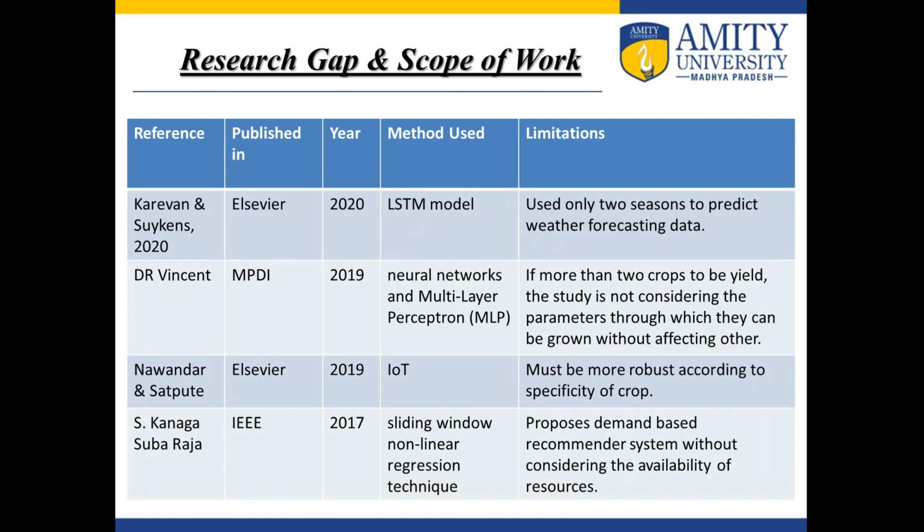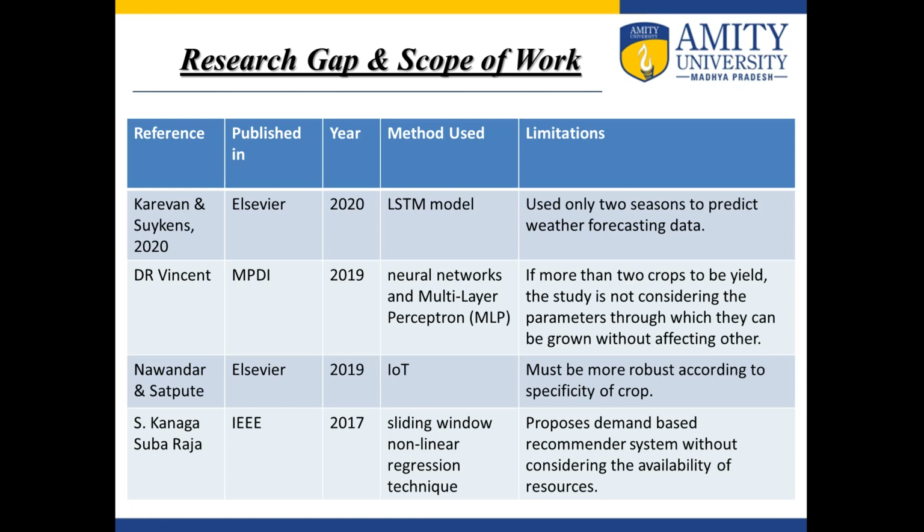Then the third reference is from Caravan and Cycons, published in 2020 itself. The LSTM model is used here, and they are basically considering only 2 seasons. If we are producing a crop, we have to know more about the past data also. We cannot say that because the productivity of a crop is very good for 2 seasons, it might be possible in the future also. So two seasons are not enough.